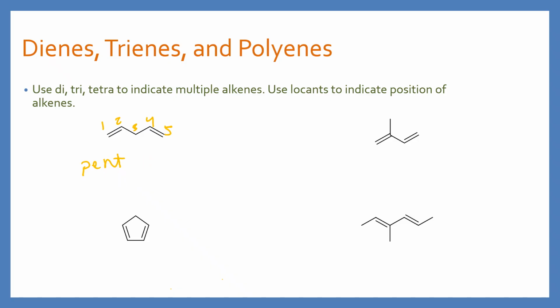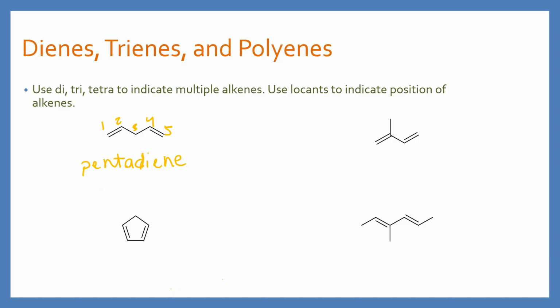And so you have to add an A. So it's pentadiene. So this tells us that we have 5 carbons in our chain. We have 2 alkenes, and it's a hydrocarbon. And then the A is just there to make it sound better.